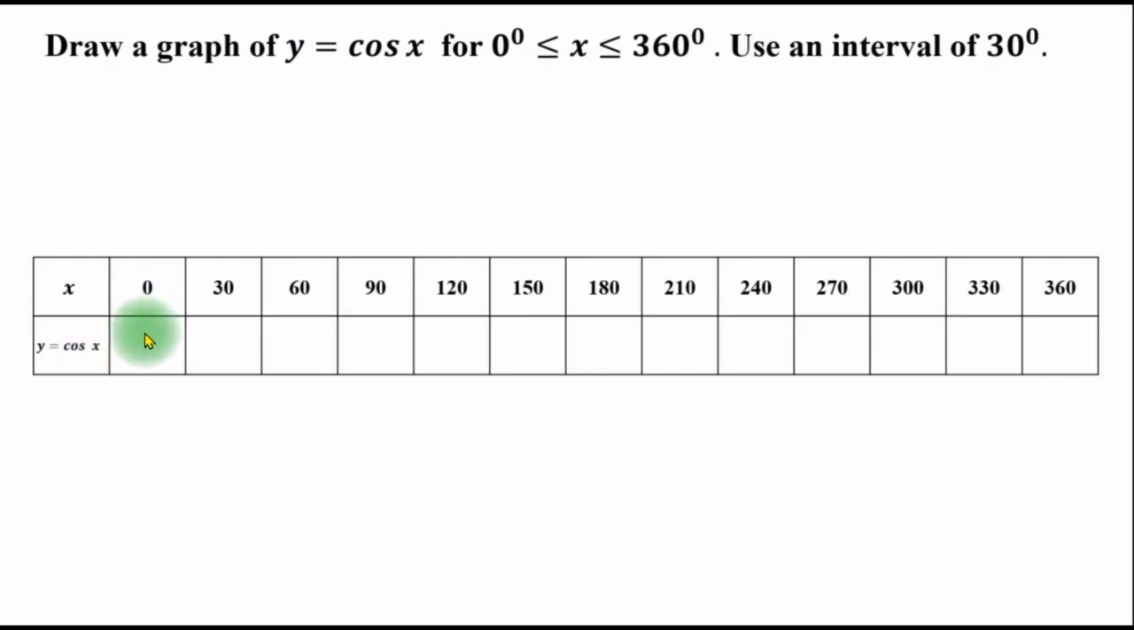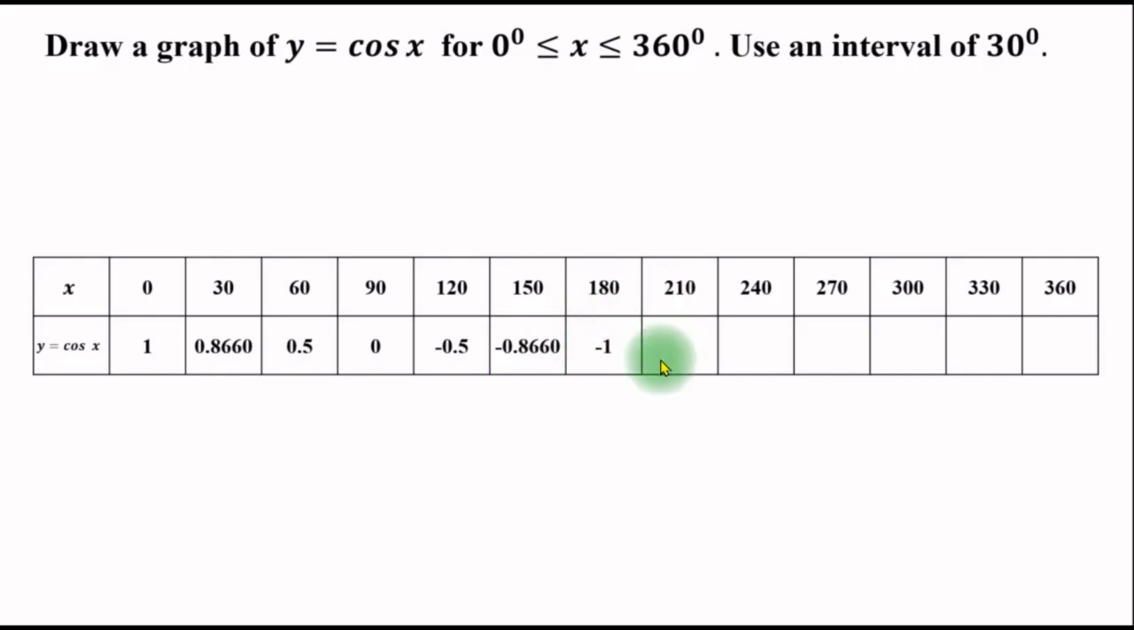When x is 0, cosine 0 will be 1. When x is 30, cosine 30 will be 0.8660. When x is 60, cosine 60 will be 0.5. When x is 90, cosine 90 will be 0. When x is 120, cosine 120 will be negative 0.5. When x is 150, cosine 150 will be negative 0.8660. When x is 180, cosine 180 will be minus 1.